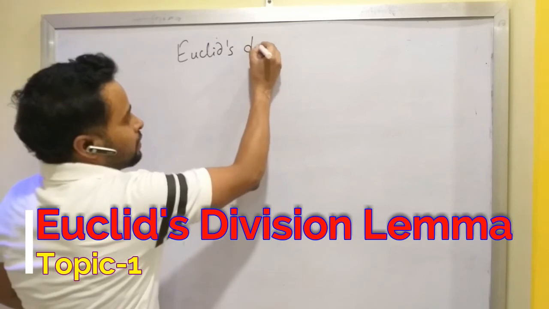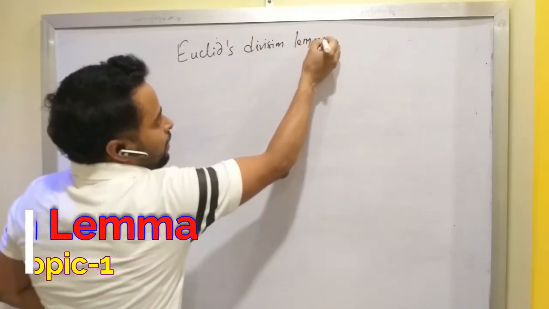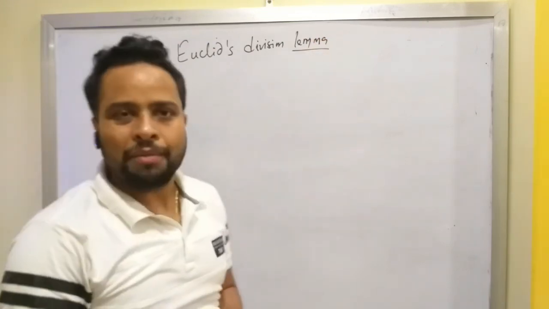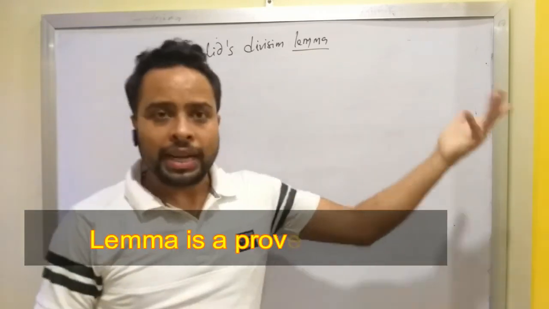Euclid's division lemma. This is a new term, lemma. A lemma is a proven statement. This is used to prove other statements also.